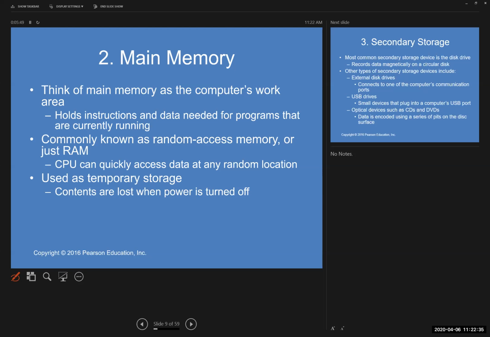The CPU works closely with RAM, with main memory, which is the computer's work area. It is used to hold the program instructions and data that the program needs when you are executing a program. Commonly known as random access memory or RAM, the CPU can quickly access data at any random location. That's why we call it random access memory.